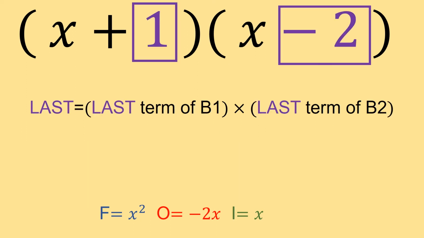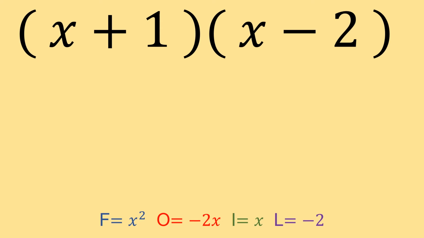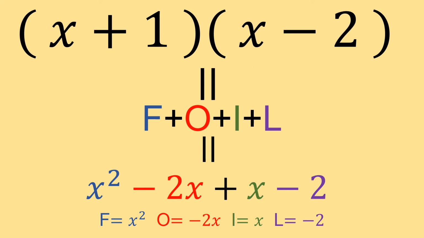For last, we multiply the last term of each binomial together. Or we could think of it as multiplying the right term of the first binomial with the right term of the second binomial. Here, we multiply 1 by negative 2 and get negative 2. After finding all these values individually, we add them together. In this case, we add x squared with negative 2x, x, and negative 2.